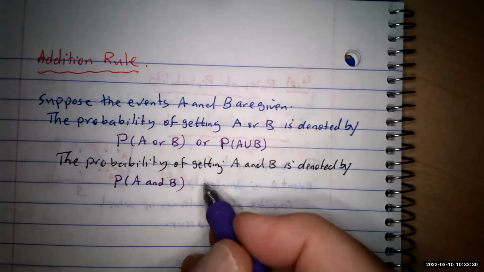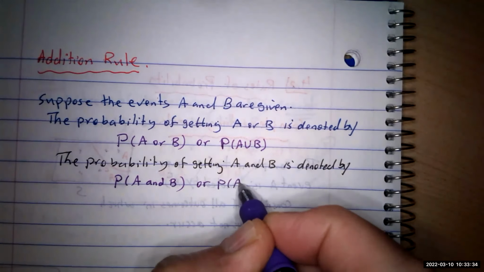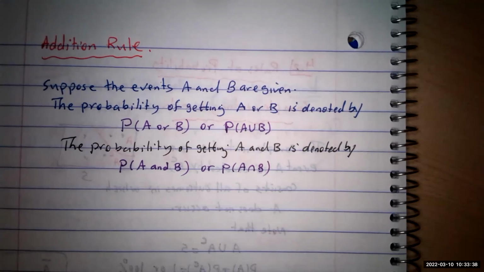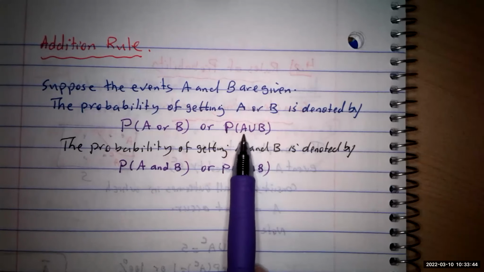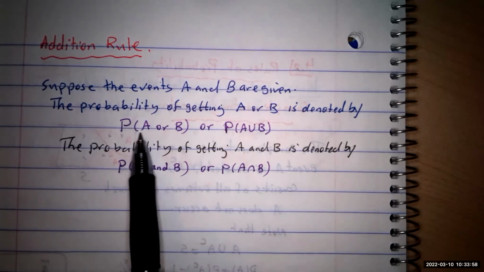Or we can use this notation. We call it intersection notation, A intersect B. So this notation, A intersect B, means A and B, both of them together. But this notation means either in A or in B, or A or B. Okay, any question? Now, what we would like to do is find a formula for this one.